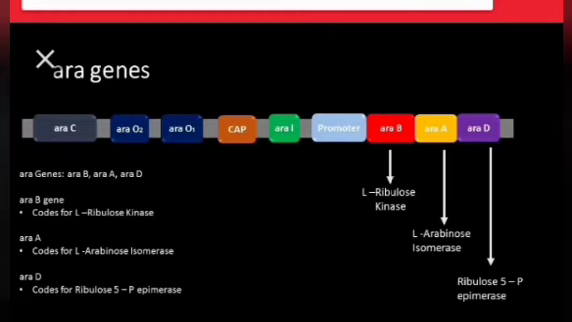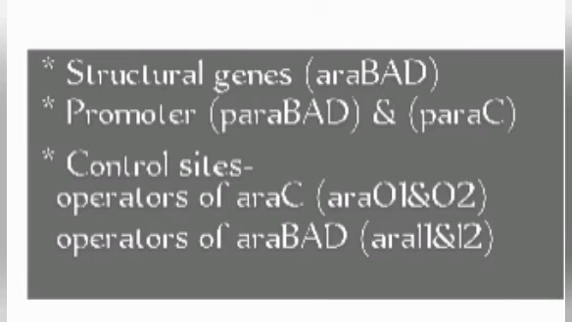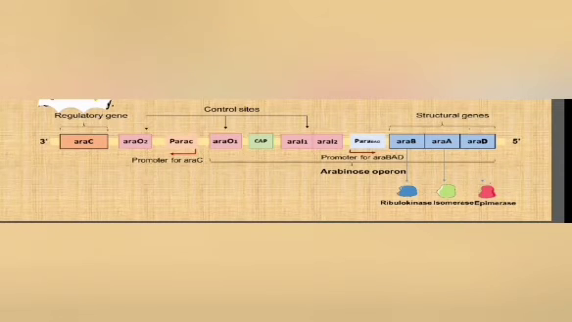Now, what does a promoter mean? A promoter is a sequence of DNA to which proteins bind and transcription of DNA to RNA is initiated. Now, let's see what control sites are. The control sites are DNA binding sites that, when occupied by regulatory gene products, induce expression.